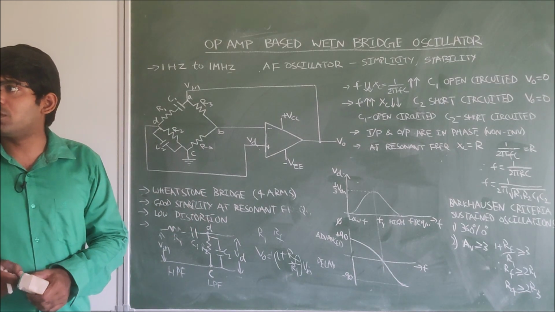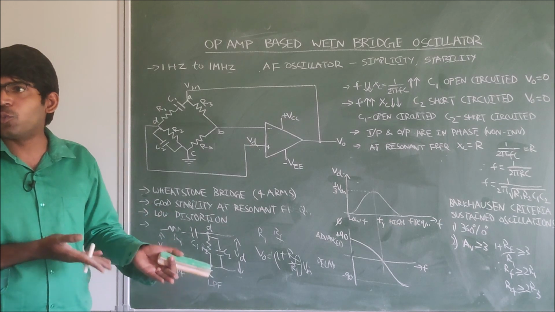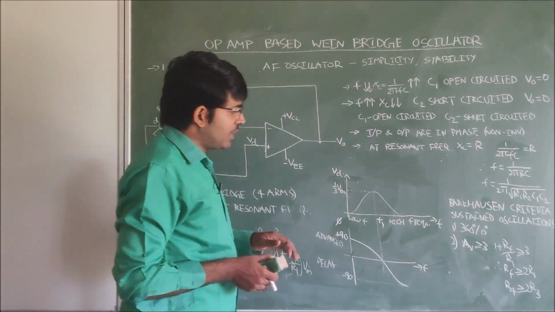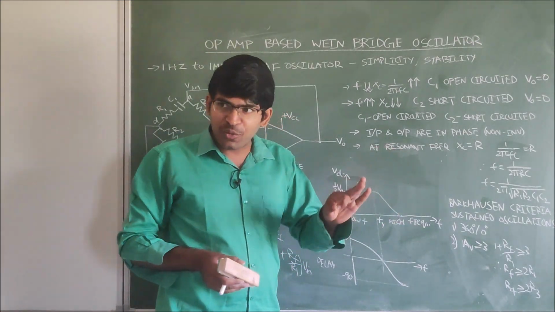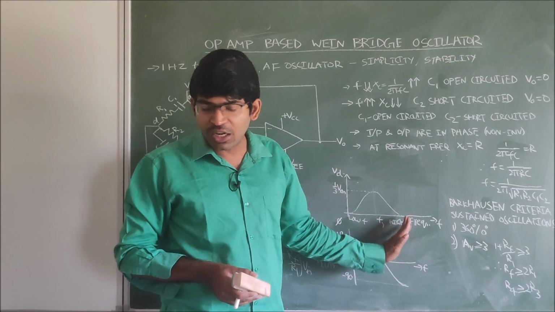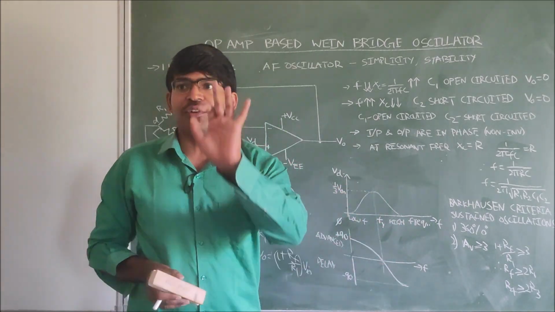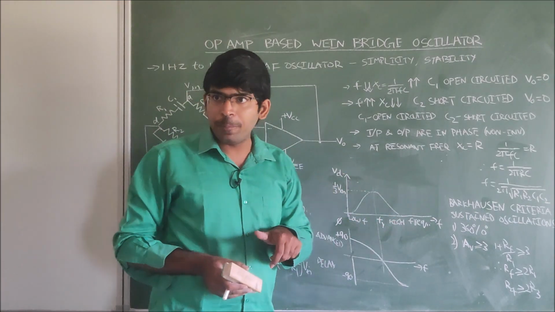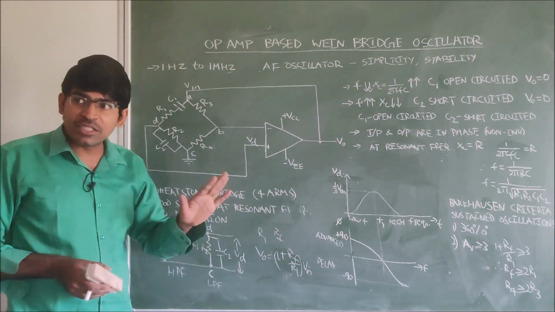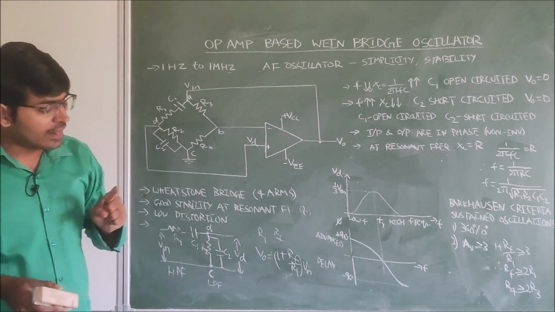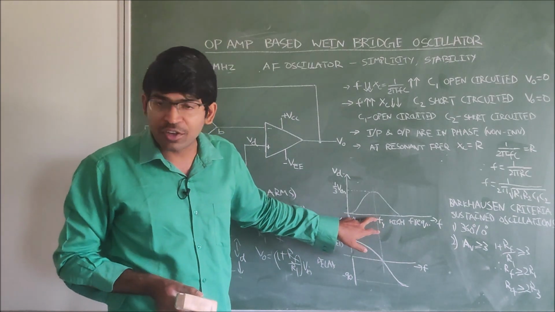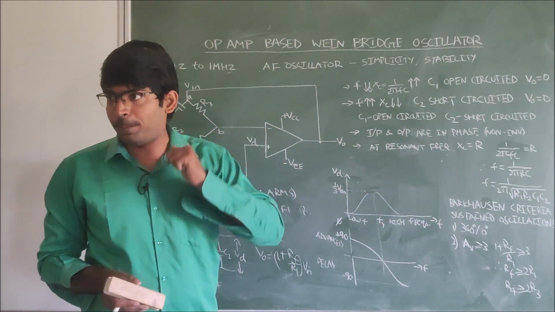Then what do we do with this Wein Bridge oscillator? You are saying it is not giving any output at low and high frequencies, then what is the use? Now we try to understand whether there is any frequency which is not low and not high. That frequency we call the resonant frequency. At this frequency, capacitor C1 is not open circuited and capacitor C2 is not short circuited. At this resonant frequency the output is maximum.